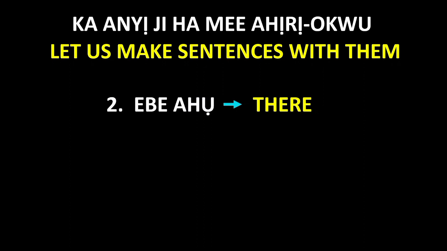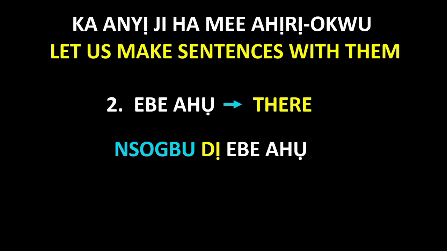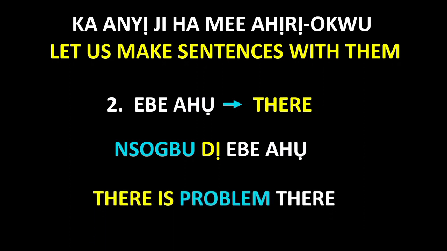We'll move on to number 2, which is ebe ahụ. Ebe ahụ means there. Let's have our sentence now. Nsogbu dị ebe ahụ. What does this mean in English? There is problem there.